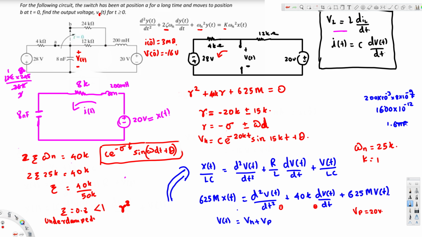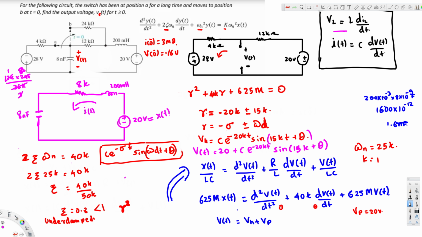Now we can write our general solution for the differential equation, because we have the particular solution, that is 20 volts, and also we have the homogeneous solution. We can write our general solution for the non-homogeneous differential equation. Okay, now let's go ahead and write that one. That one is going to be 20. Let's write this v of t, that's going to be equivalent to 20 plus c e power negative 20kt, then sine 15, so this should be in brackets, 15k t plus theta. So this is going to be our general solution for the non-homogeneous differential equation.